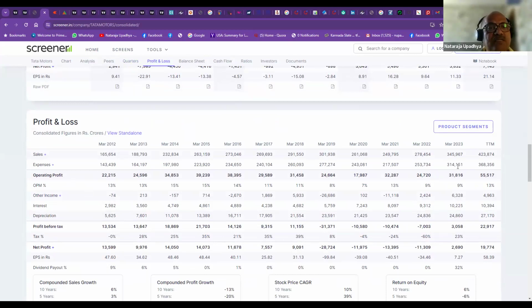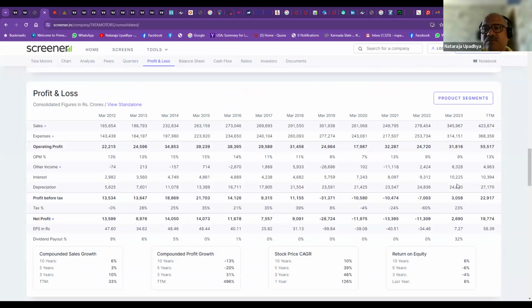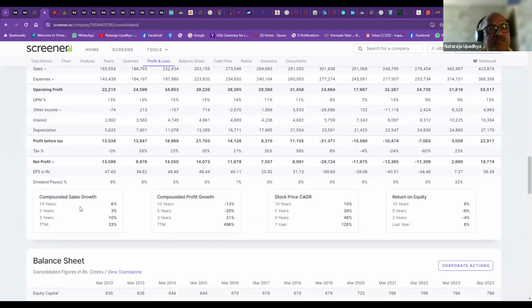Again, sales expense, that was quarterly. This is more on an annual basis. Okay, so both views are useful. Then various percentages you can see: compounded sales growth, profit growth, stock price, how it has varied.